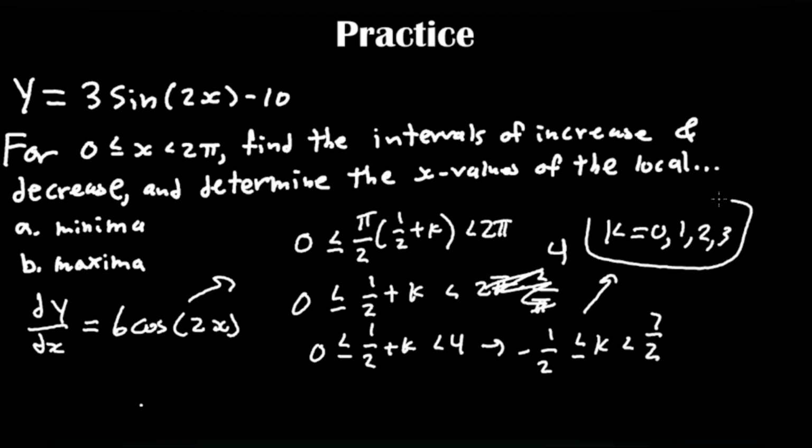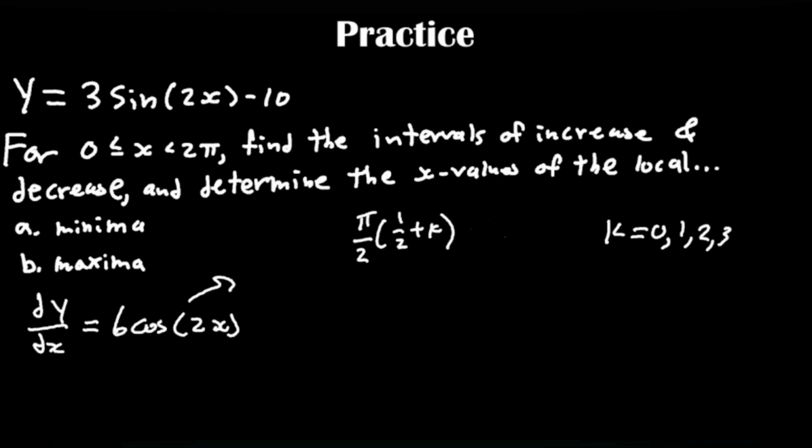So these are all the integers that will satisfy our equation. Now let's write out what all of these x values will be. Alright, so these are all of our zeros. They're given by pi over 2 times 1/2 plus k. If we plug in k equals 0, we get pi over 2 times 1/2 plus 0, that's just 1/2. So pi over 2 times 1/2, that's just pi over 4.